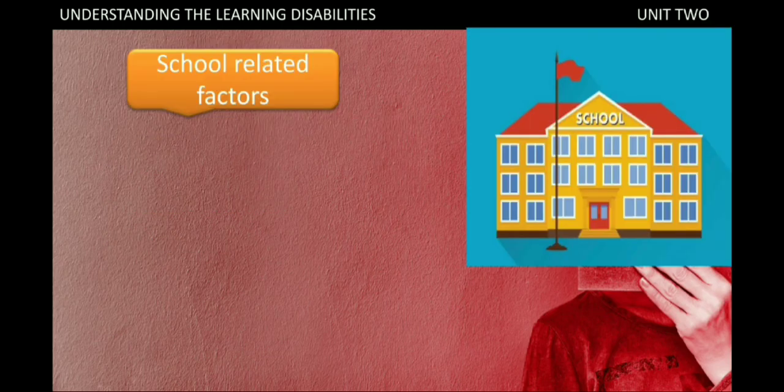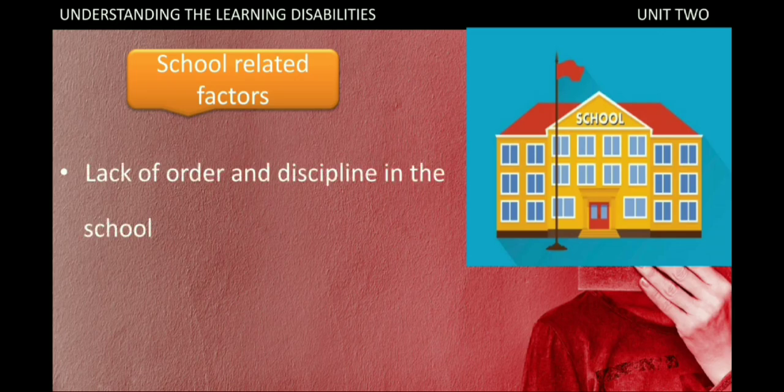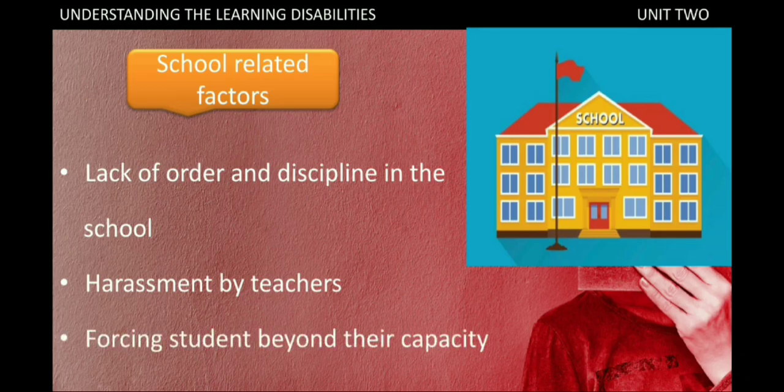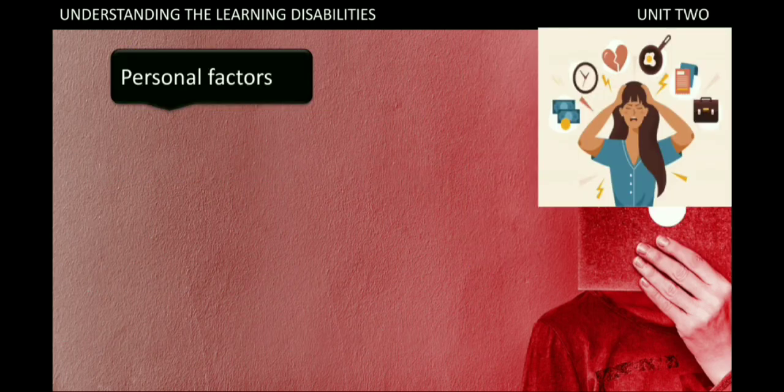And of course school related factors will lead to this delinquency. Lack of order and discipline in the school, harassment by the teachers, and forcing students beyond their capacity. Maybe a student will not be good in mathematics, but he will be good in his language. Maybe he will not be good in academics, but he will be good in sports and arts. So this will not be analyzed by the teacher and the others will force the kid to study very well and to score 100% marks. This will lead to a mental struggle in the student and they will go for this delinquent behavior.